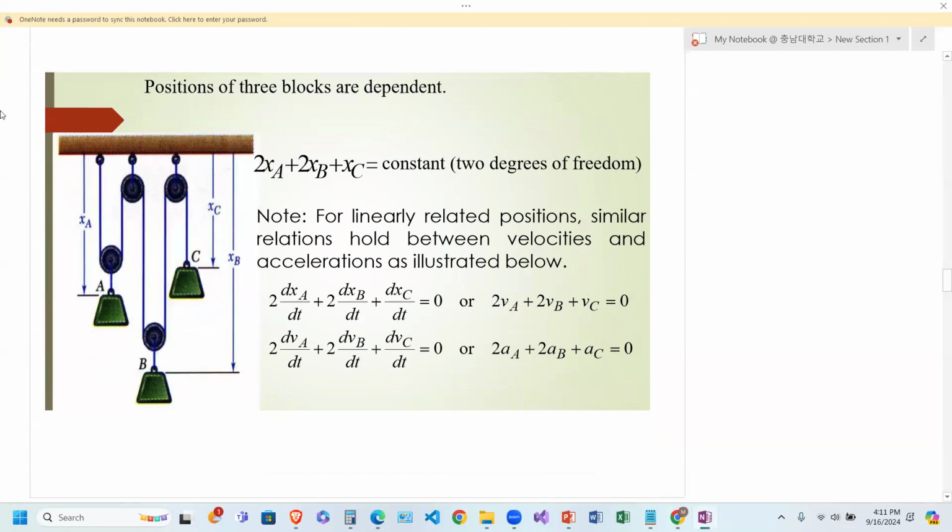So now we have a pulley which has block A, block B, and block C, and these are being held by the same rope. But remember we say that this rope is a constant, right? So now we are going to know that twice XA plus twice XB plus XC should equal a constant, which is the second degree of freedom.